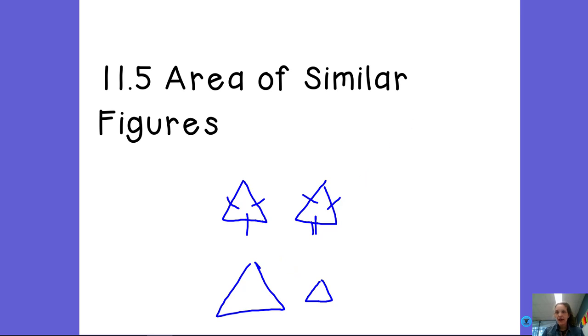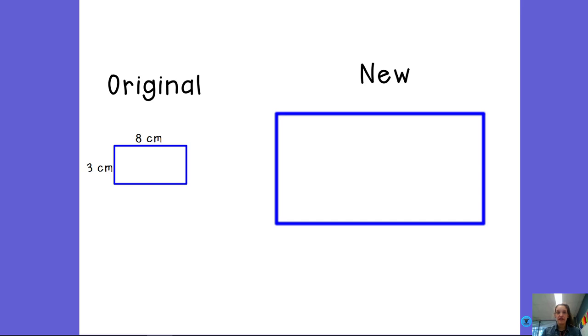So the way that we compare the areas of similar figures is a little different. So let's say I have this rectangle and one of its sides is 8, one of its sides is 3. So the area of this rectangle is 24 centimeters squared.